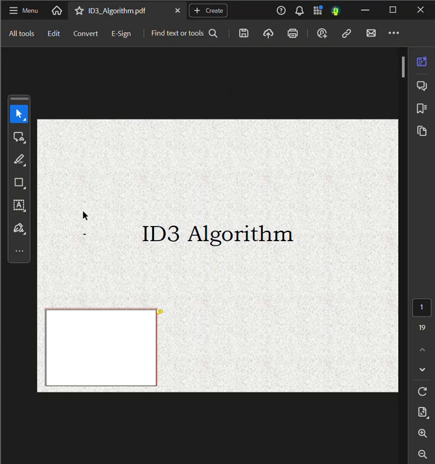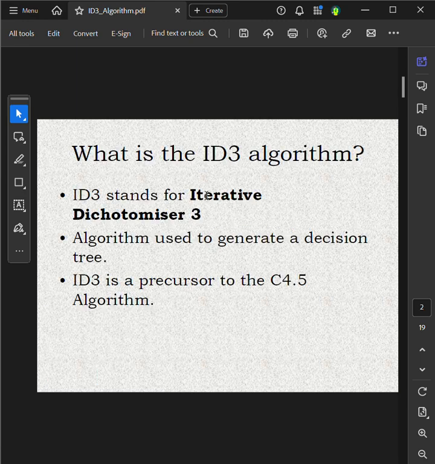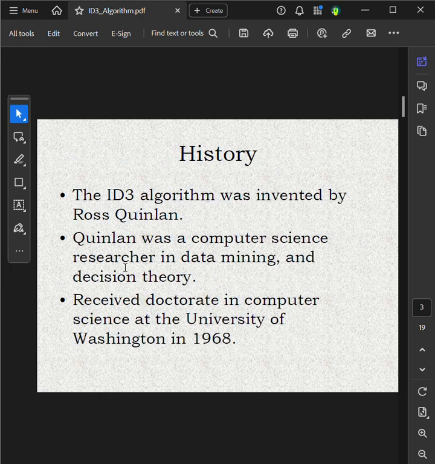We are diving into the ID3 algorithm. Let's talk about what this algorithm does and how it works. It is a key method for generating decision trees in AI, and ID3 stands for Iterative Dichotomiser 3. It's one of the earliest algorithms in decision tree construction, laying the foundation for more advanced algorithms like the C4.5 algorithm. Okay, let's move on.